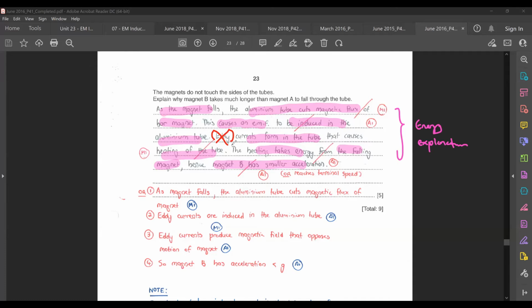All right. Okay. This one just on. Yep. Okay, so this one you're okay with it. This one is just the energy explanation.